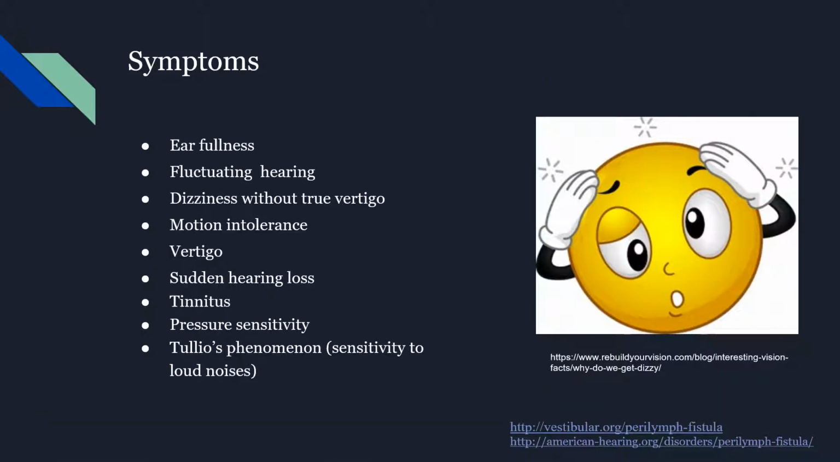This doesn't sound pleasant, does it? Well, here's a list of potential symptoms for someone who has a perilymph fistula. Remember, each patient will exhibit different symptoms and to different severities. They may have fullness, fluctuating hearing, dizziness without true vertigo, motion intolerance, vertigo, sudden hearing loss, tinnitus, pressure sensitivity, Tullio's phenomenon, which is a sensitivity to loud noises. Symptoms may get worse with changes in altitude or increased cerebrospinal pressure.